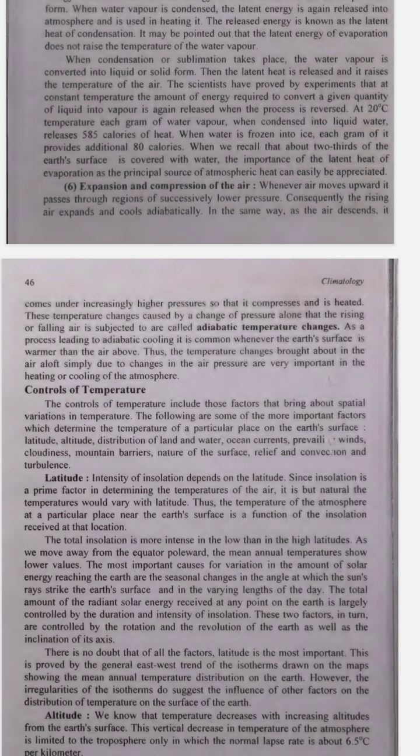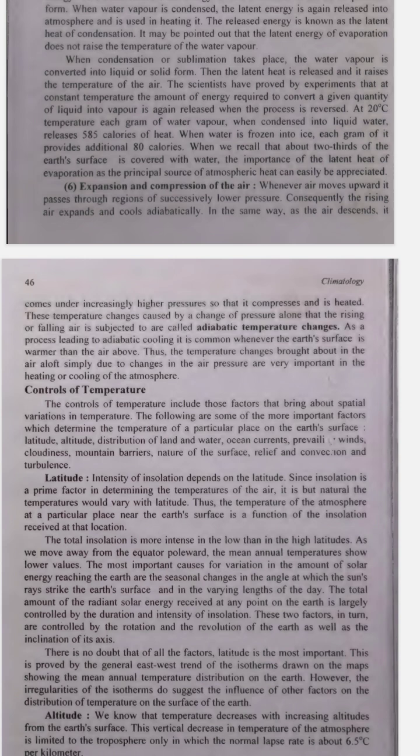3. Distribution of land and water. Land heats up and cools down faster than water. So coastal areas like Los Angeles have milder temperatures, while areas far from the ocean like Las Vegas have more extreme temperatures. 4. Ocean currents. Warm currents, like the Gulf Stream in the Atlantic Ocean, bring warm water and air to nearby regions, making them warmer. Cold currents, like the California Current, can cool down coastal areas.